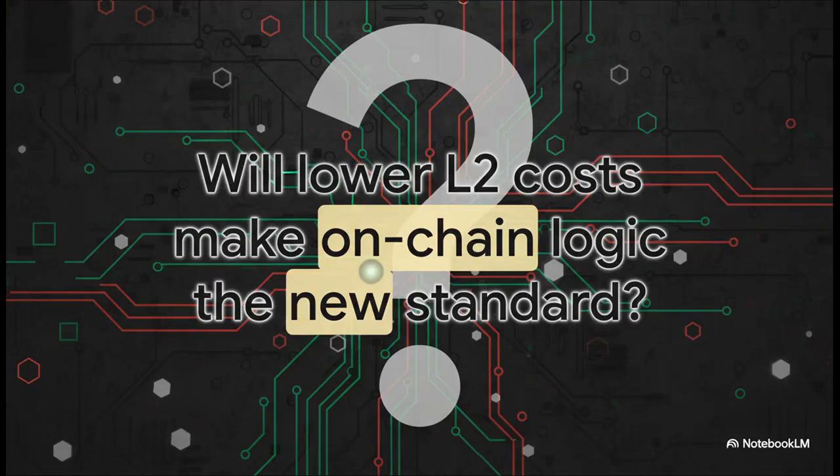And all of this brings us to the big final question. With Layer 2s making it cheaper and faster than ever to deploy smart contracts, are we on the verge of a totally new era? I mean, are we looking at a future where our most important agreements are no longer enforced by lawyers and courts, but instead by transparent, unstoppable code on a blockchain? That's the multi-trillion-dollar question that, honestly, everyone in this space is trying to answer.